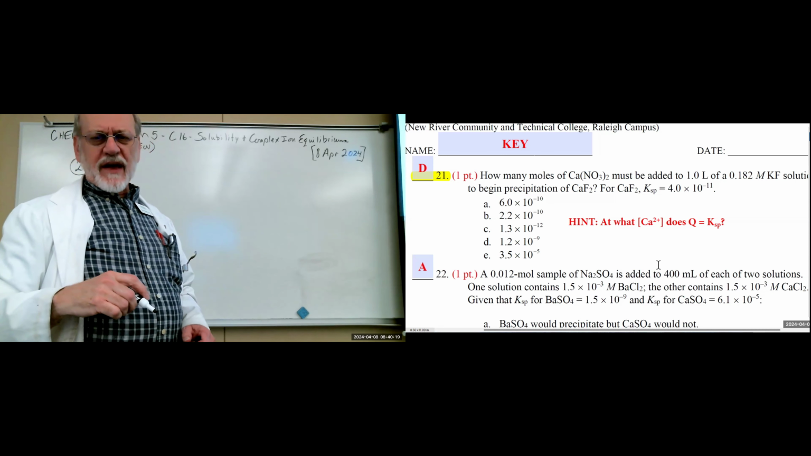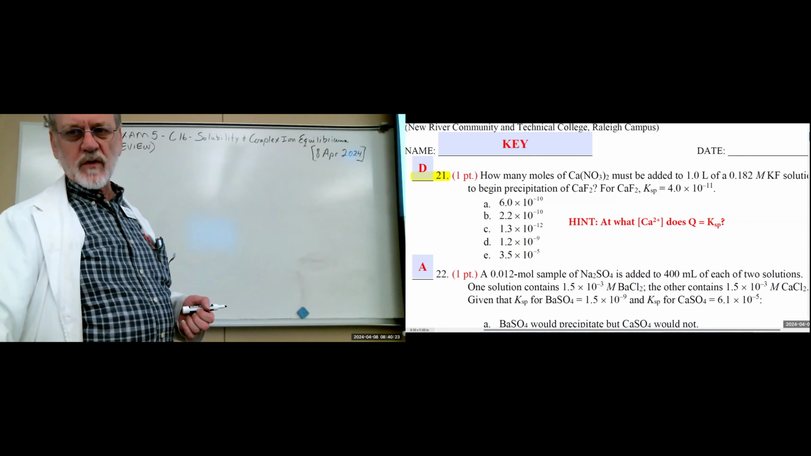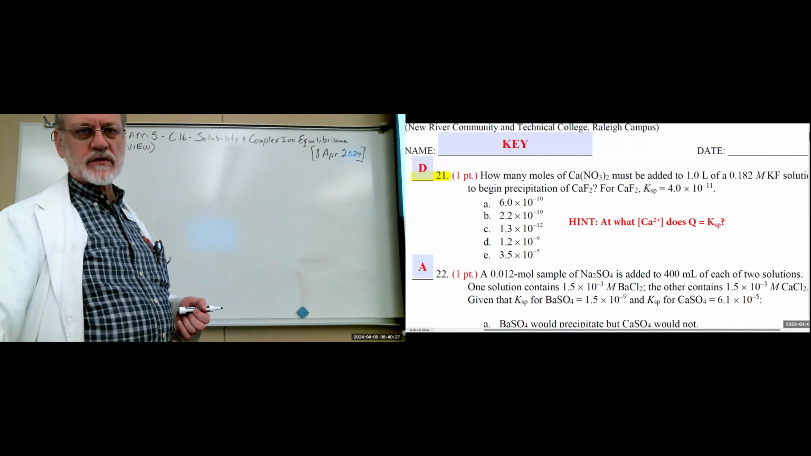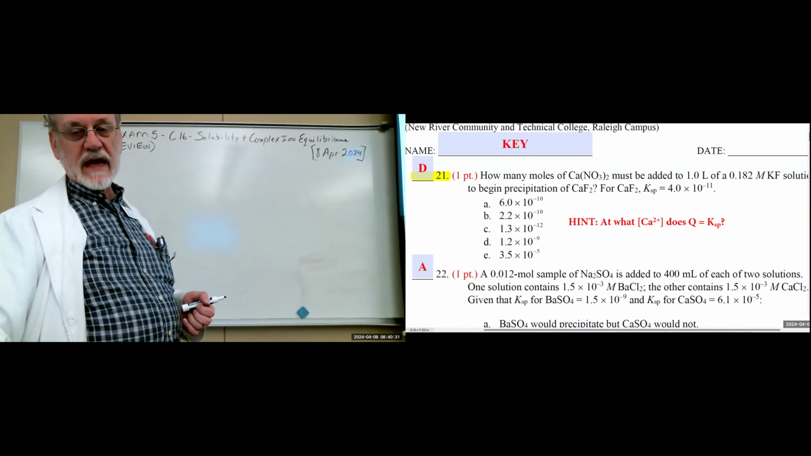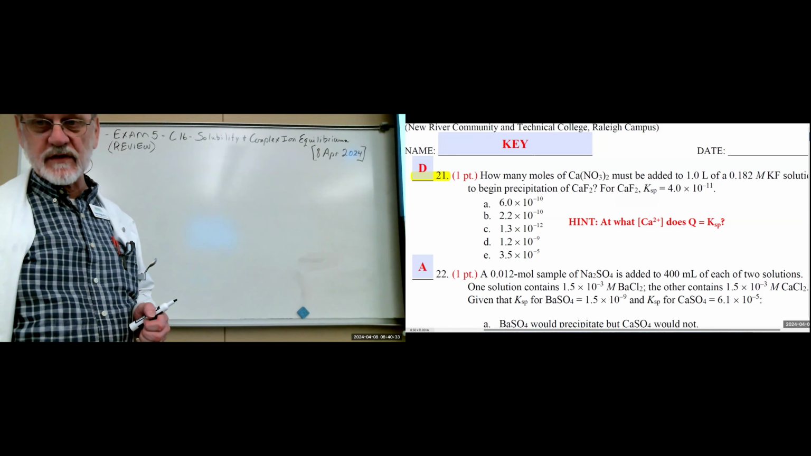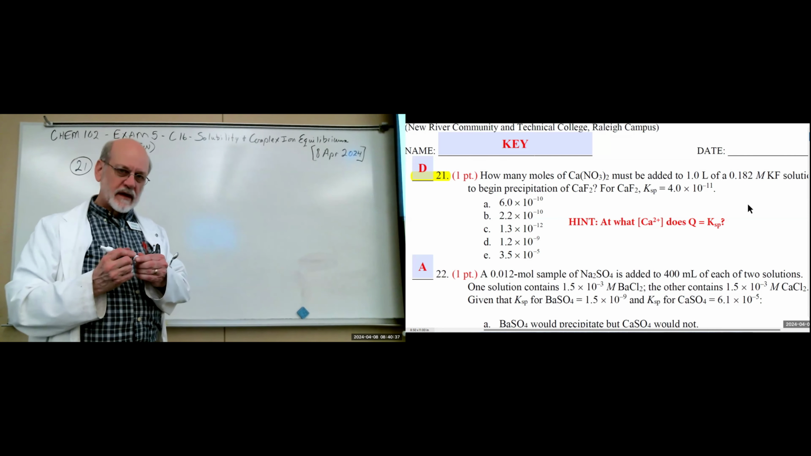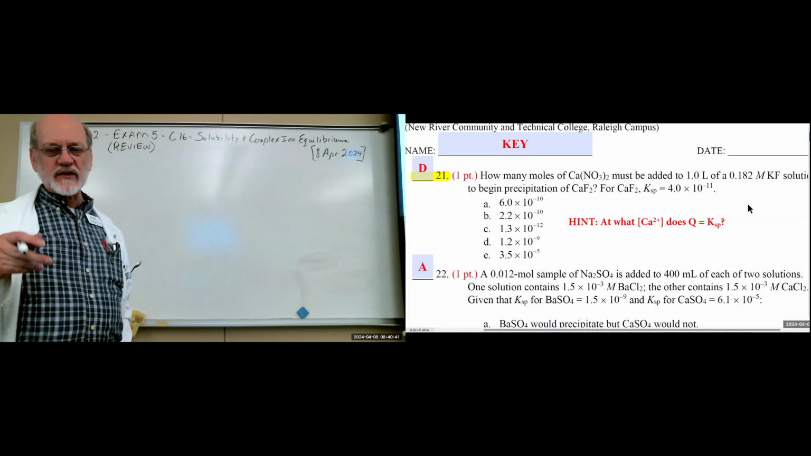How many moles of calcium nitrate must be added to 1 liter of 0.182 molar KF solution to begin precipitating calcium fluoride? And the KSP for calcium fluoride is given there. All right, I added this little hint. At what calcium concentration does Q equal KSP?